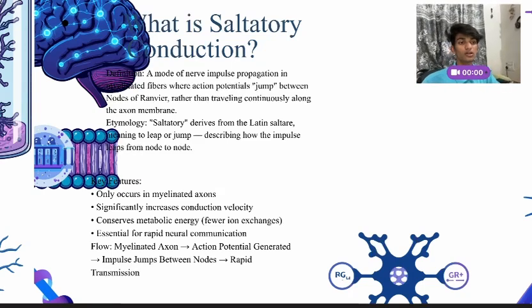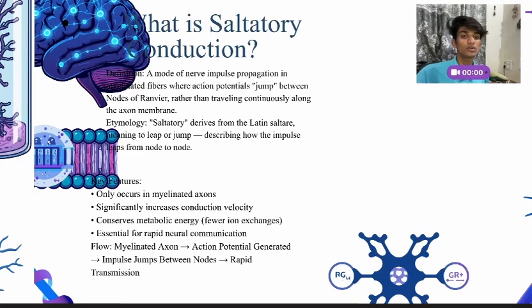So why do you think jumping from node to node is faster than traveling through an entire axon? Because the impulse only needs to regenerate at specific points rather than everywhere along the axon. So the flow is from myelinated axon to action potential generated to impulse jumps between nodes to rapid transmission. And this way it's easier.